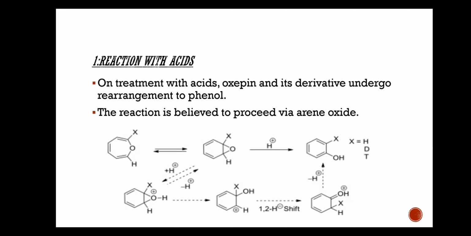So these are the synthetic methods, and next we are going to discuss the reactions of oxepine. The first one is with acids. On treatment with acids, oxepine and its derivatives undergo rearrangement to form phenol. The reaction is believed to proceed via arene oxide. The reaction is accompanied by 1,2-hydride migration. So, the oxepine is reacted with acids. The final product is phenol, and the mechanism is through arene oxide.